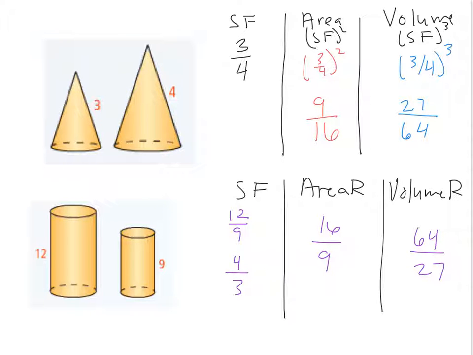So pretty much the same thing. 12 divided by 9, both of those are divisible by 3. So we have 4/3 for my actual scale factor ratio. And then we square it for my area ratio, which is 16 over 9. And volume ratio is 64 over 27. Once you reduce, you should not be able to reduce your area or volume ratio.